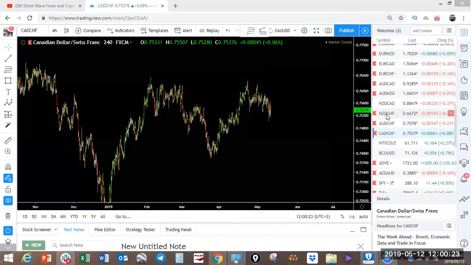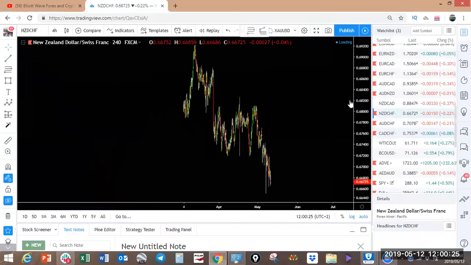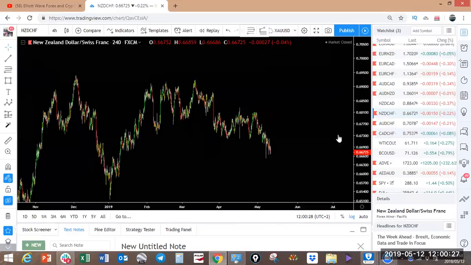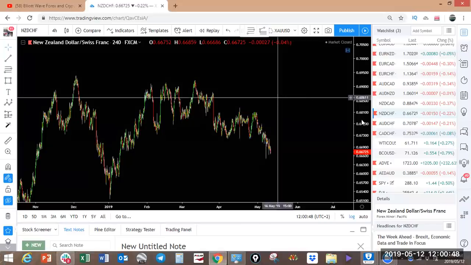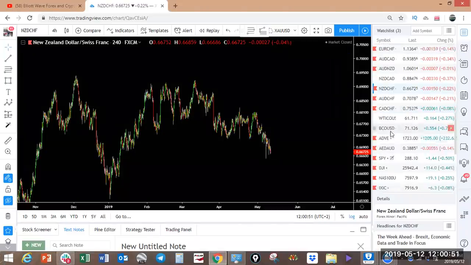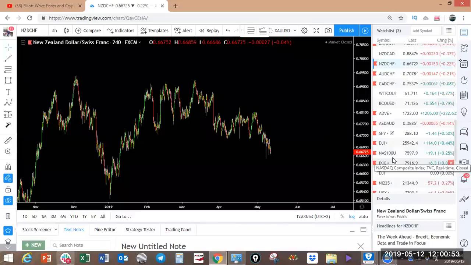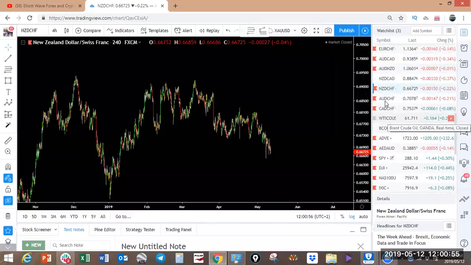CAD Chief, Aussie Chief. Did we look at New Zealand Chief? The New Zealand Chief has also invalidated this structure that we were looking at here. It did not play out. So that means there's no relationship between this. Now, what you have here is a move, correction, and a move down. So expect this to push down slightly. What else have we missed? I think we are out of time now. I think we've done all the pairs.